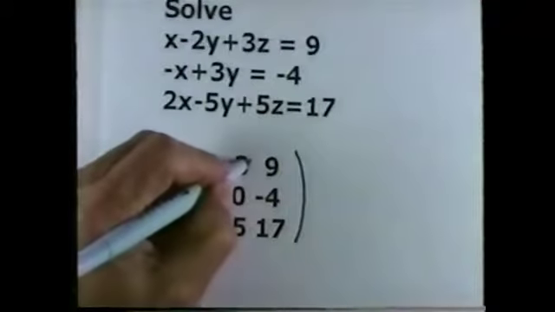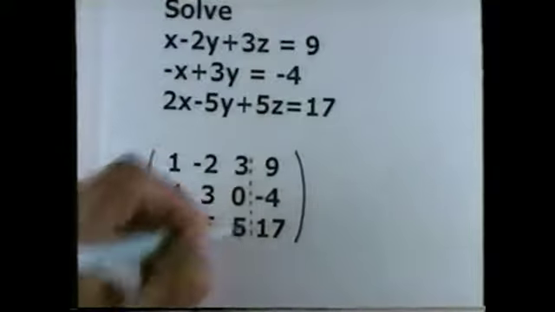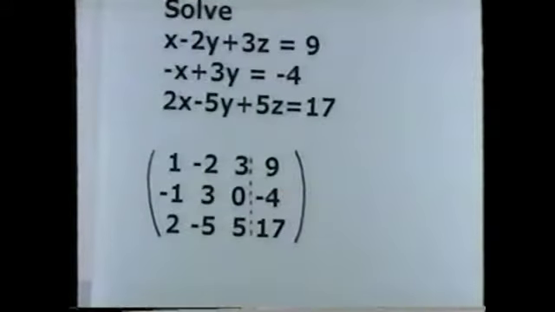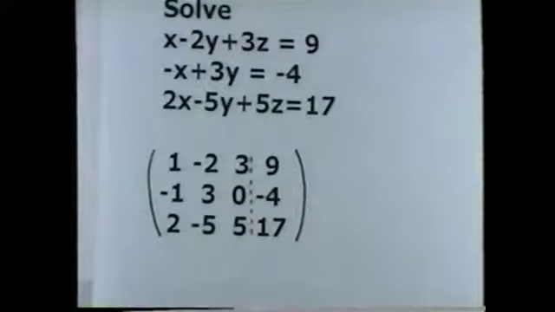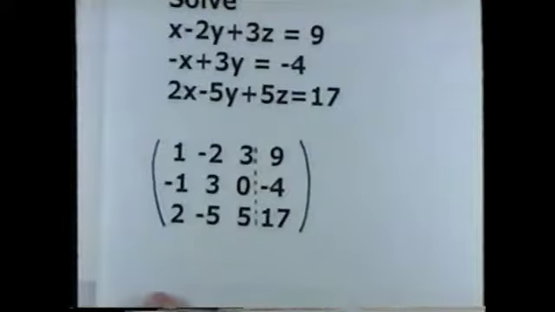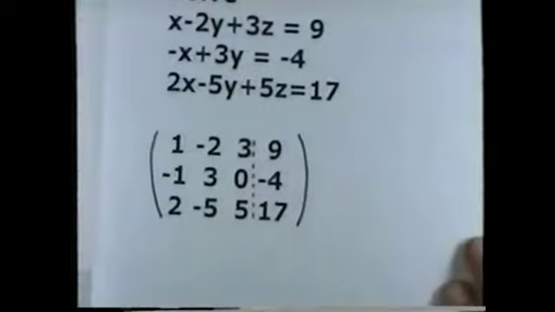Now many times you'll see a broken line down to separate the coefficient entries from the constants. See, these were your coefficients, here's your constants. I'm going to use the matrix operations, the row operations, to reduce the matrix.